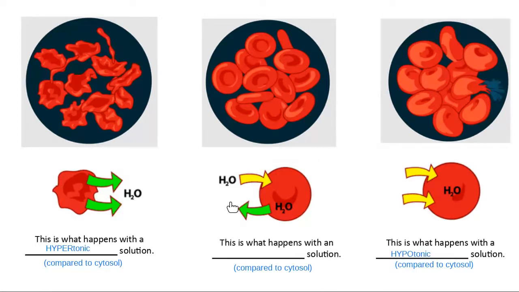What kind of solution has equal concentrations? Back to our word from before, right? Yeah, exactly. Isotonic. Isotonic. Absolutely. So we want the concentration of water to be the same inside and outside. We want to be isotonic.